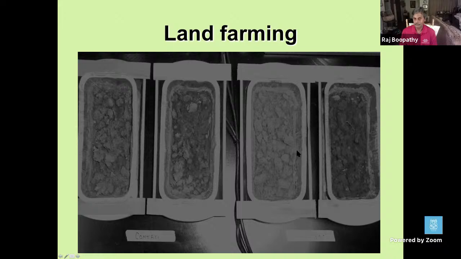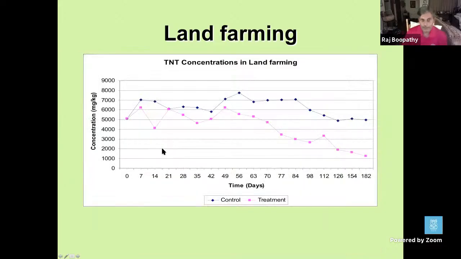0.3% molasses in these two pans. No molasses, just the water here. Okay. Again, the same kind of result. When you had molasses-treated land farming pans, you can see the TNT go down, but it was not fast. It was not as low as the soil slurry reactor. The soil slurry reactor went down below 200, but it did go down in the land farming, right?